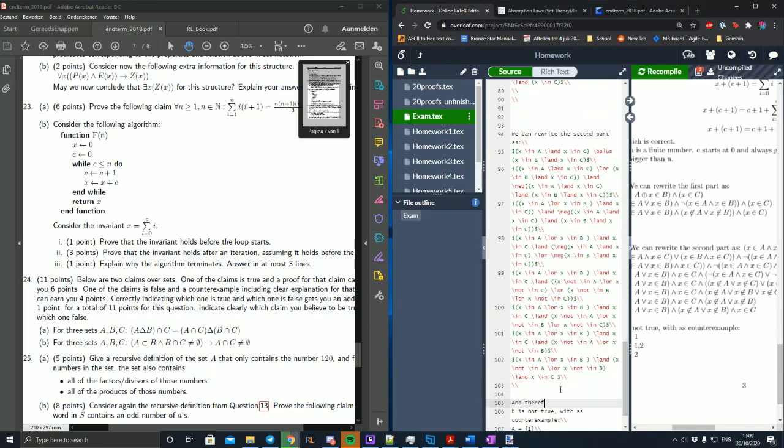And therefore we can see that these two statements are the same.